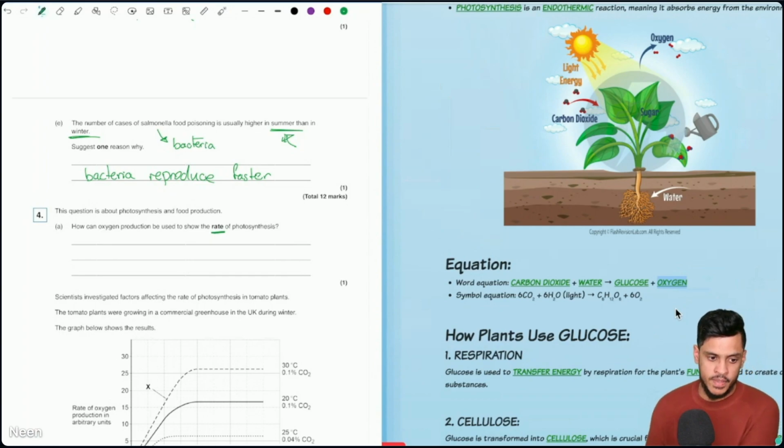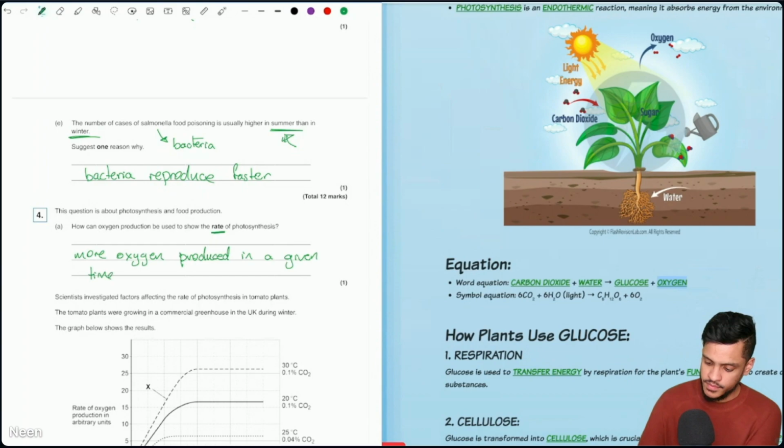So what you do is you basically look at how fast it's producing. You're not looking at how much oxygen is producing. That's important. Don't say more oxygen means more photosynthesis. It's the more oxygen is produced in a given time, the faster the rate. More oxygen produced in a given time means a faster rate.